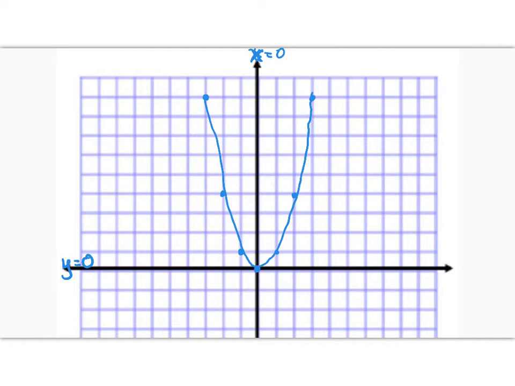So the vertex splits the graph in half. And what do we mean? If we were to fold this side over here, you would get what's called a mirror image. If you take this shape and fold it over, you will get the same shape from side to side. So that's just a little note to keep.